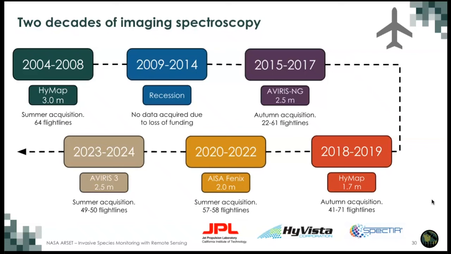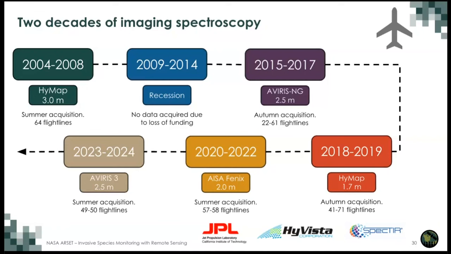Then from 2009 to 2014, there was the Great Recession and there was no funding, and so we were not able to fly these expensive aircraft over the site to map these data. Fortunately, data collection was able to begin again in 2015, and we used the AVIRIS Next Generation sensor operated by the Jet Propulsion Laboratory. This was flown at a 2.5 meter resolution. From 2018 to 2019, the AVIRIS Next Gen sensor was unavailable, and so we went again with a commercial provider, the HyMap sensor flown by HyVista.